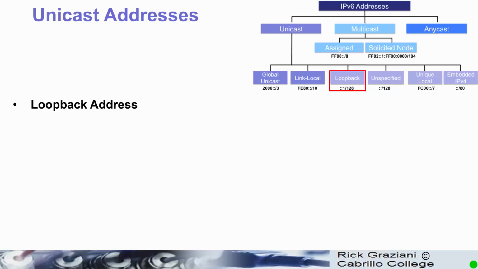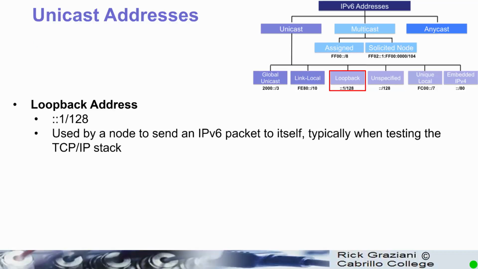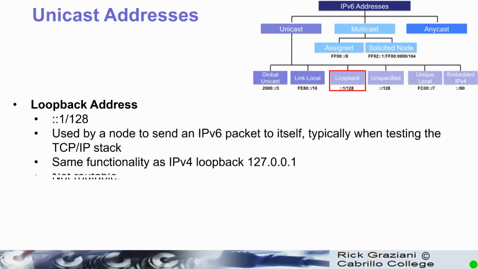Alright, moving on is our loopback. Again, that's ::1. It's similar to a loopback in IPv4. It's used to send an IPv6 packet to itself. Same functionality as the 127.0.0.1 loopback address. It's not routable.